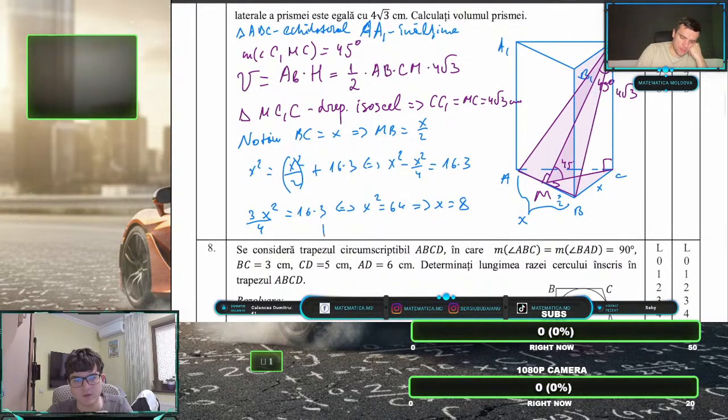3x second power plus 4, boom, 16 that's 48, 64, boom. So x is 8, so that's 8, boom, solve the volume, and you're done.